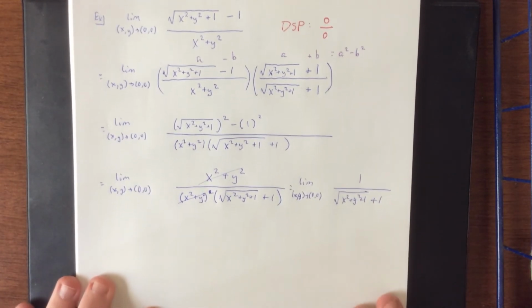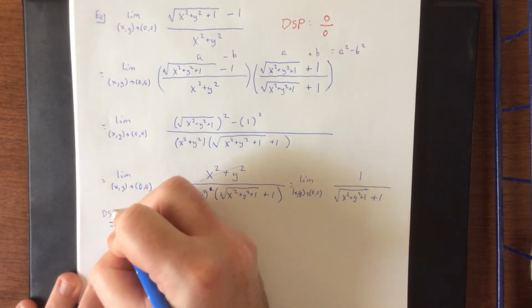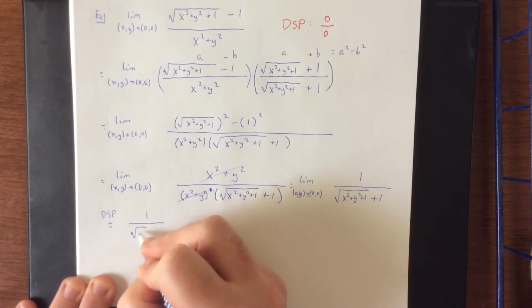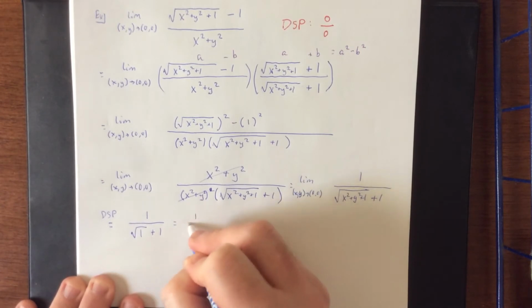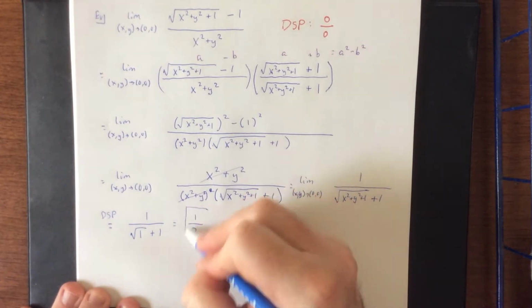Once you've made this manipulation, it is now going to be possible to use the direct substitution property, leaving you with 1 over the square root of 0 squared plus 0 squared plus 1 plus 1. So final answer for this one would be 1/2.